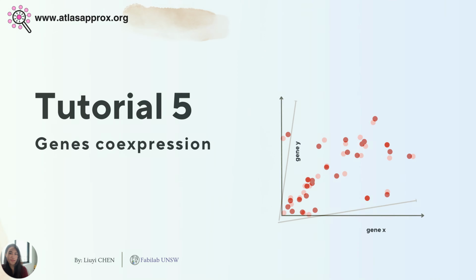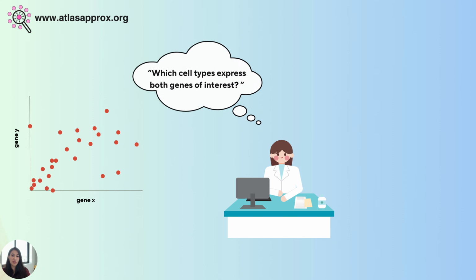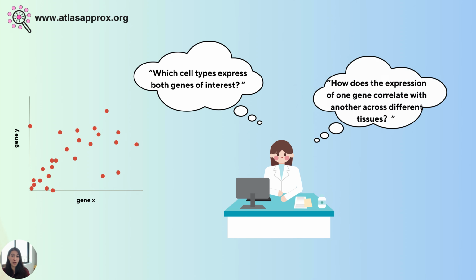a species. Exploring gene co-expression can help answer important biological questions, such as which cell types express both genes of interest, or how does the expression of one gene correlate with another across different tissues.